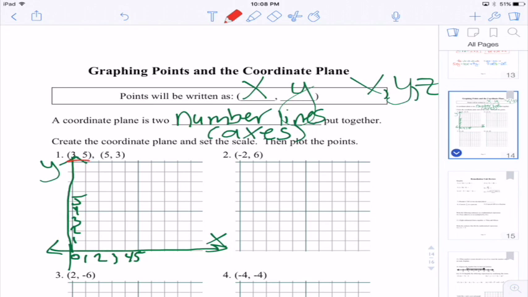So let's start by graphing this point 3, 5. Remember, the 3 is the x, the 5 is the y. So if we go on our x scale to 3, 1, 2, 3, and our y scale to 5, 1, 2, 3, 4, 5, there's our point. Right here.